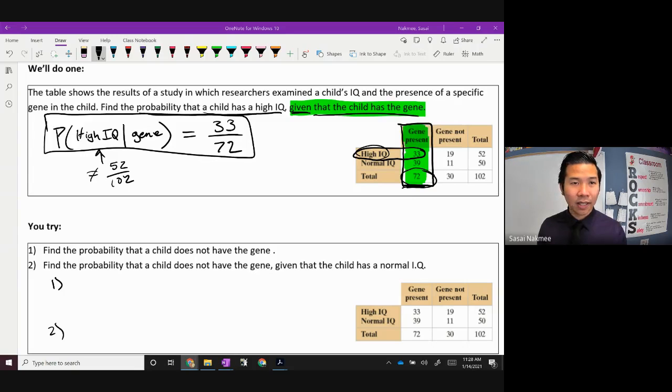What's a good amount of time for these two problems here? Let's go with a 3-minute timer. Sounds good. We'll let that start counting down right now. So try these out.